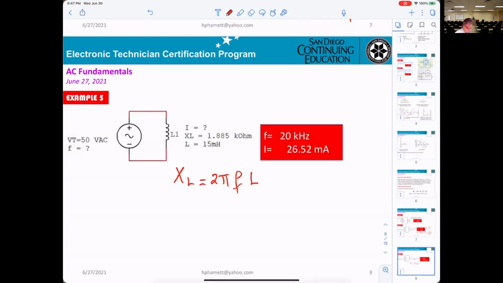So that's why you're able to calculate the frequency. F equals XL divided by 2 pi L. Okay, if you're doing it right, you get 20 kilohertz. And then they want to know the current, okay? You get the total voltage. You get the XL. So I equals V total divided by XL. The answer will be 26.52 milliamp.